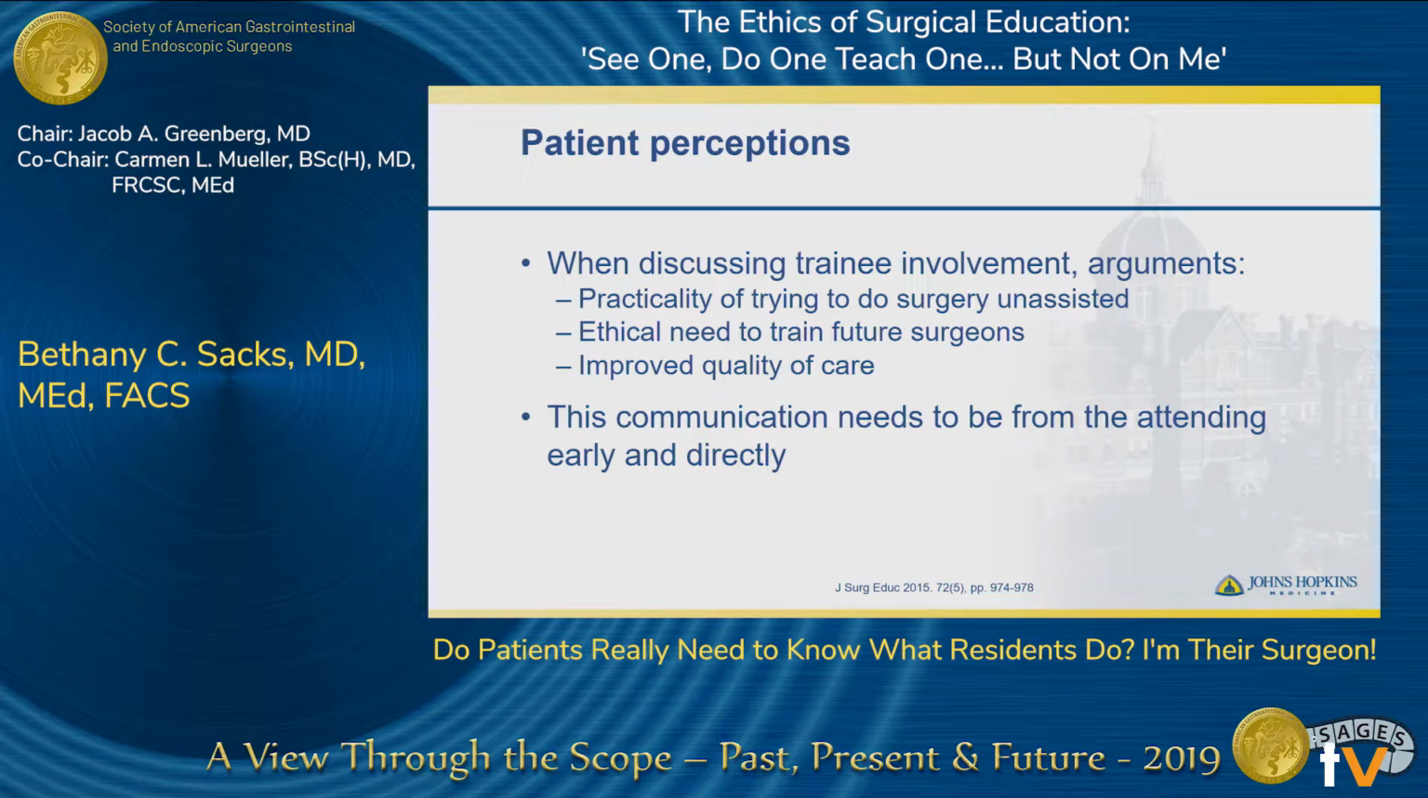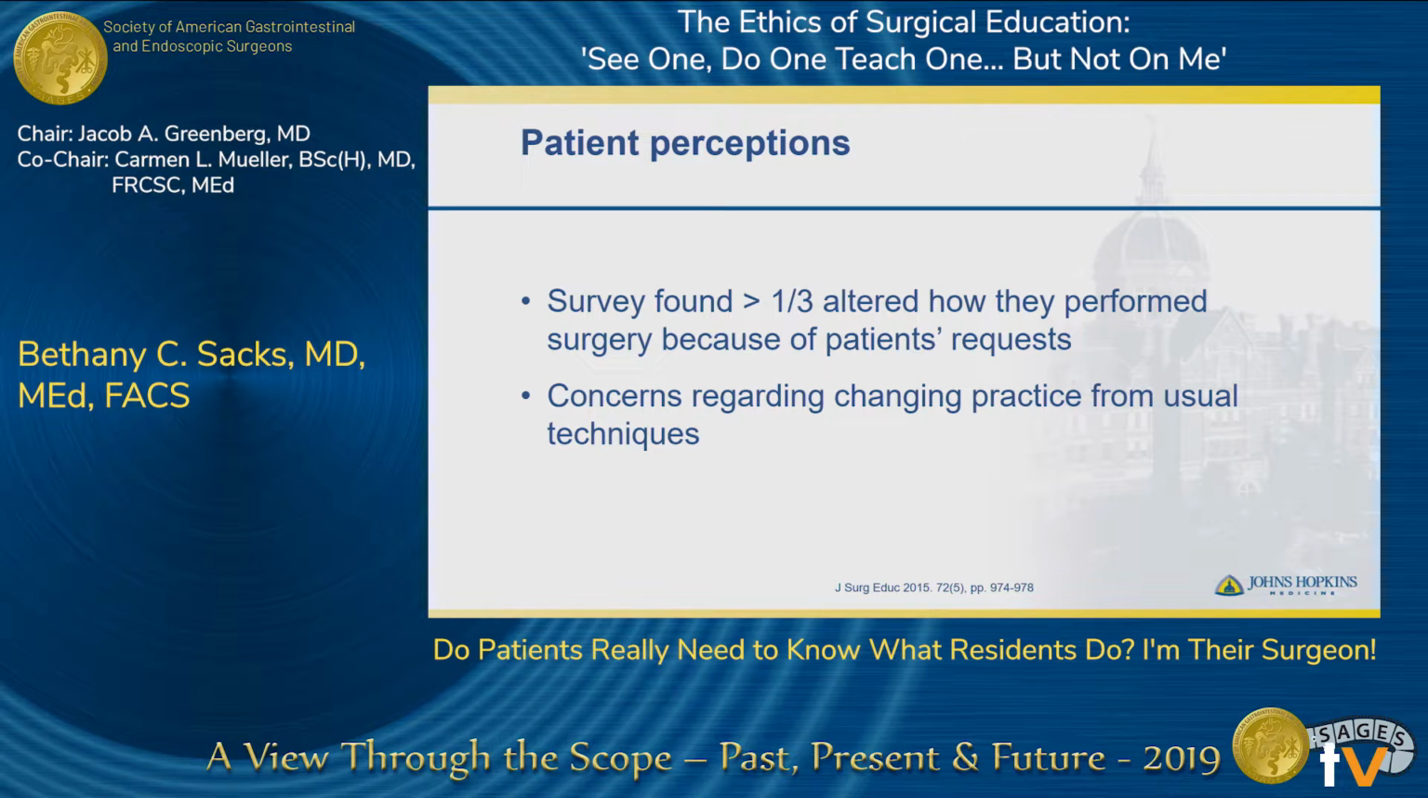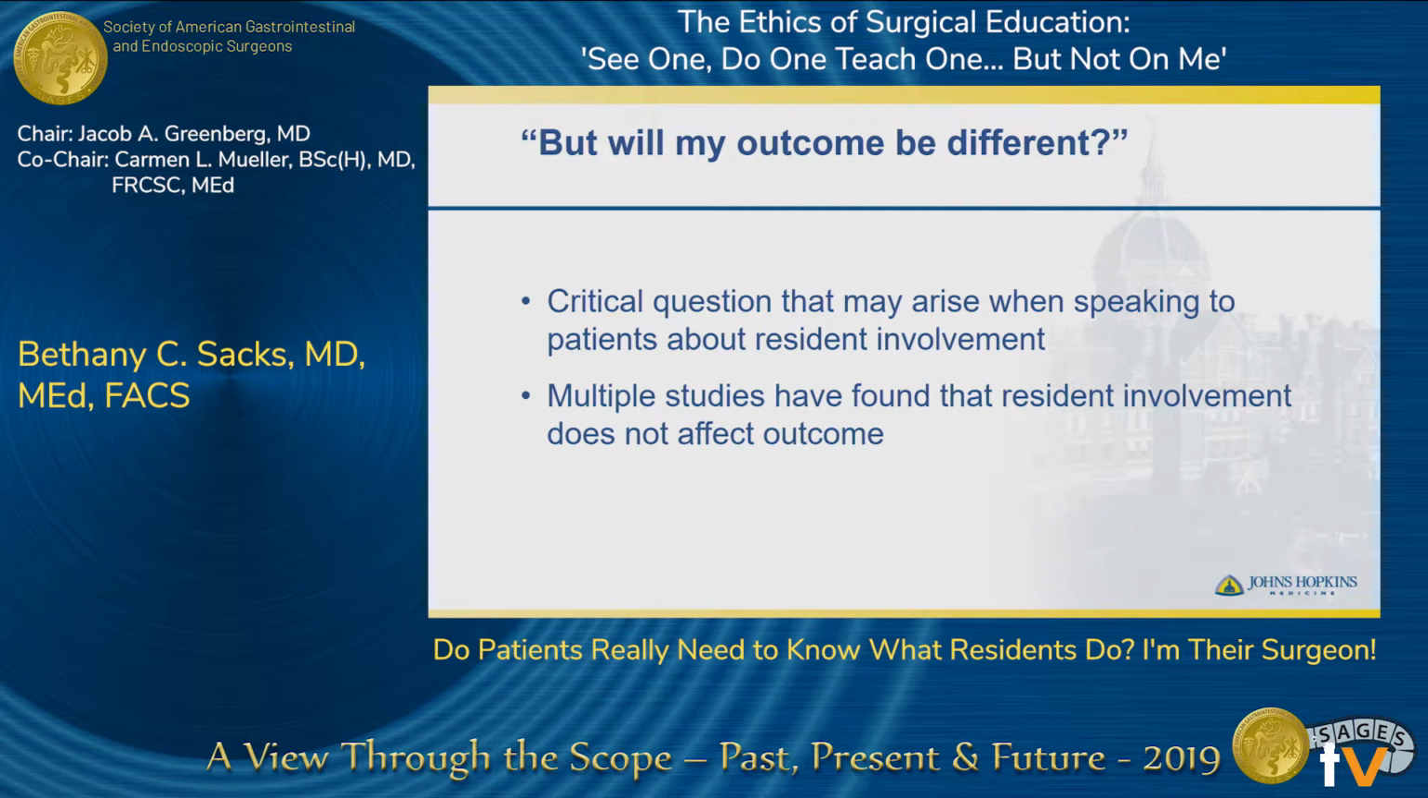And then they would bring up this idea of improved quality of care. The patients communicated that this needed to come from the attending, it needed to come early before the operation. However, they found that over a third would alter how they performed surgery to the patient's request. This was to have the trainee only assist, maybe hold a retractor or hold the camera, and about 10% even would not have the trainee scrub at all. This raises concerns about changing your practice due to a patient's request from your usual technique and the risks of that as a surgeon. So the big thing about quality of care, a lot of patients will ask, will my outcome be different if there's a resident involved?